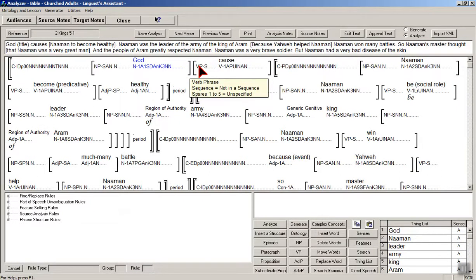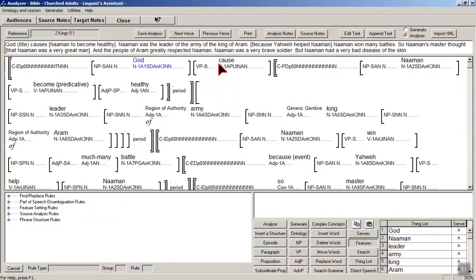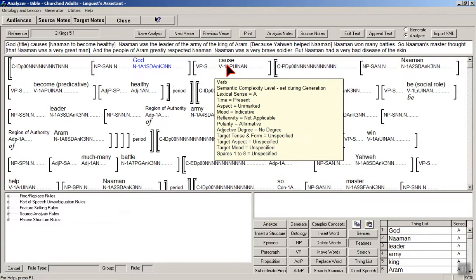So now let's look at the features for the verb phrase. It says it's not in a sequence. I'm not actually sure what that's for because we never do coordinates, where you tie something together with and with verb phrases. So that's probably not necessary. So there doesn't seem to be any necessary feature that we need for verb phrase. Let's go to cause the verb.